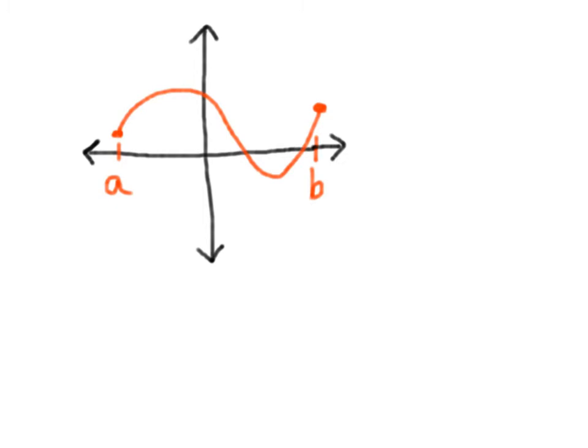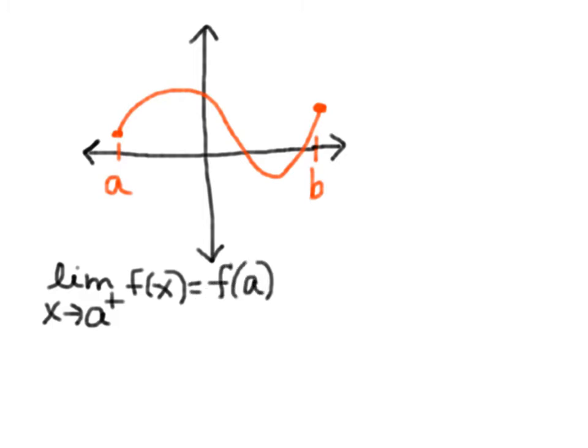Now let's look at a situation for endpoints. Look at endpoint A. Endpoint A can only be approached from the right side. So if you're looking at a left side endpoint, this is going to be continuous if you're approaching A from the right side, if that limit is actually equal to the value of the function, as in there are no open holes there, it must be closed at A, then it's continuous. So if this is true, continuous at A.